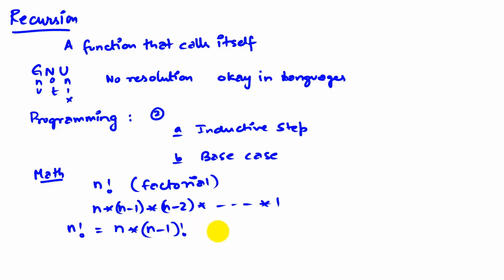So this is my inductive step. Now obviously if I left it here, then this would be a never-ending recursion, because you could keep going past the 1 and into negative numbers. So we need to terminate this. The base case here says that 1 factorial is equal to 1. So we can end the recursion. Let's take a look at how this concept translates to programming.